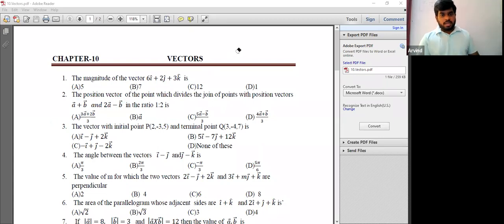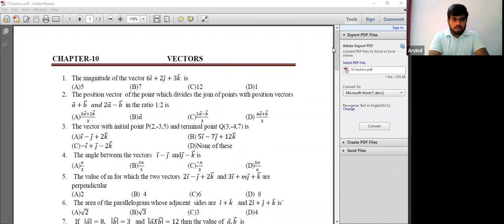Initial is 2, minus 3, 5. Final is 3, minus 4, 7. So you just subtract Q minus P. 3 minus 2 is 1 I cap. Minus 4 minus of minus 3 will become minus 1 J cap. 7 minus 5 is 2 K cap. You should not do P minus Q. If you do P minus Q, that is wrong. Your terminal point minus initial point, that is how it should be.